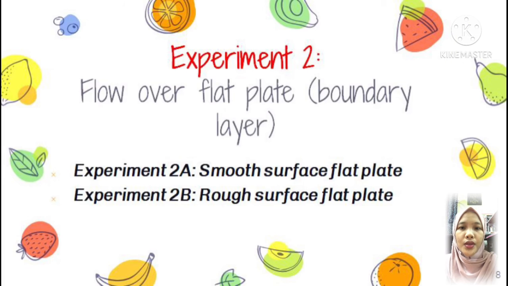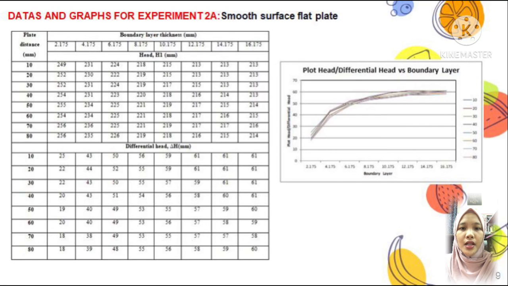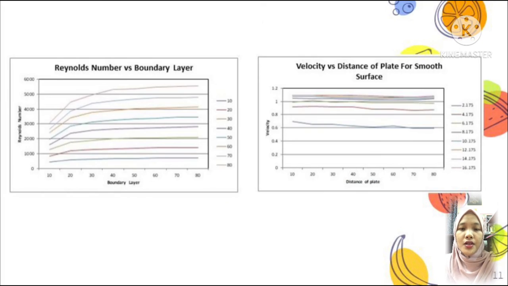Next, experiment 2 that consists of 2A and 2B. For 2A, by using the formulas I explained earlier, we get calculation data for differential head, velocity and Reynolds number. Then from the data, 4 graphs are to be plotted, which are the first one differential head versus boundary layer, next velocity versus boundary layer, Reynolds number versus boundary layer, and lastly velocity versus plate distance of smooth surface. All graphs have logarithmic growth except velocity versus plate distance for smooth surface, which shows a slight decrease.